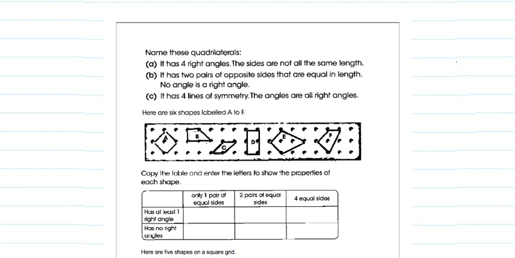It has 2 pairs of opposite sides which are equal in length. No angle is right. If they say that no angle is right, you don't think of the square or rectangle. We have 2 pairs of opposite sides which are equal in length. Maybe this shape is a rhombus or parallelogram.